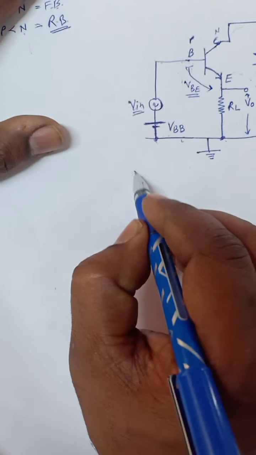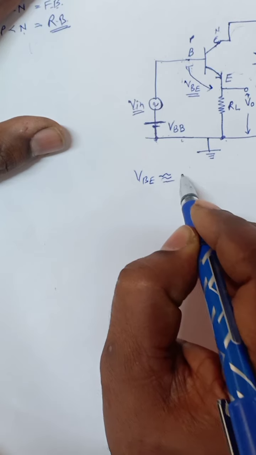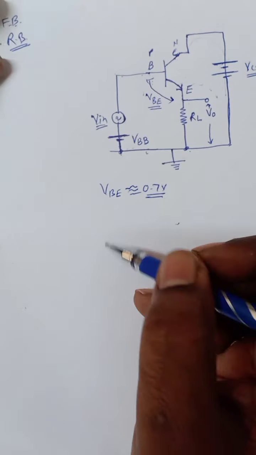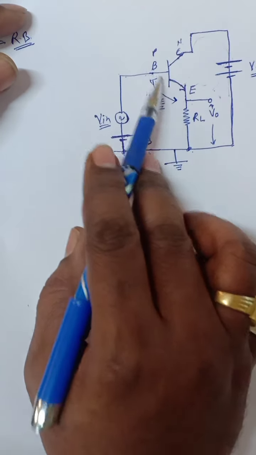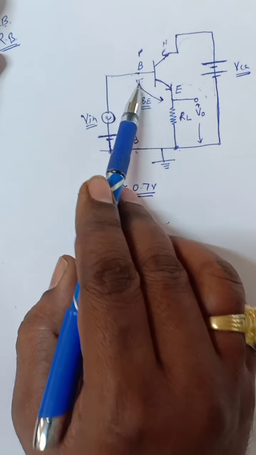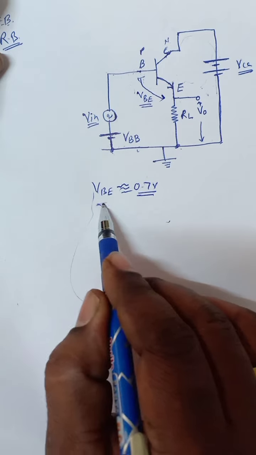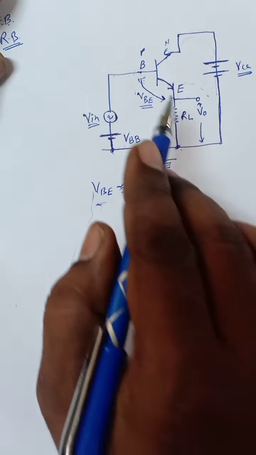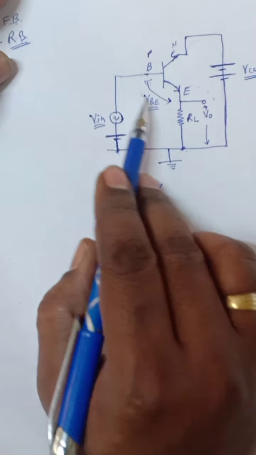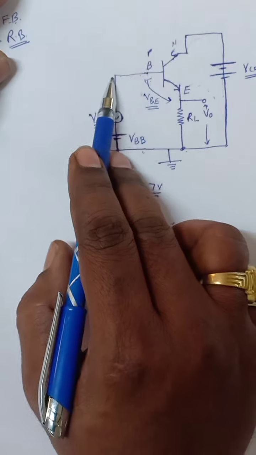So this VBE is nearly equal to 0.7 volt because this base to emitter junction is forward biased. So we can say that the output voltage is less than the input by 0.7 volt.